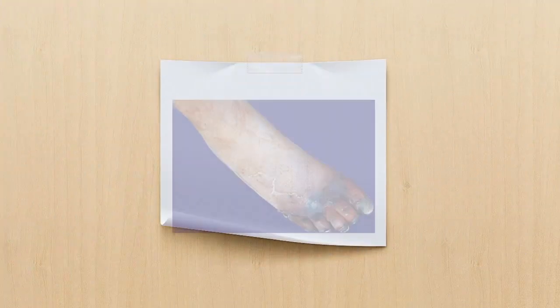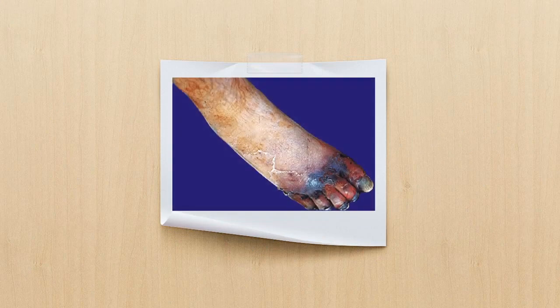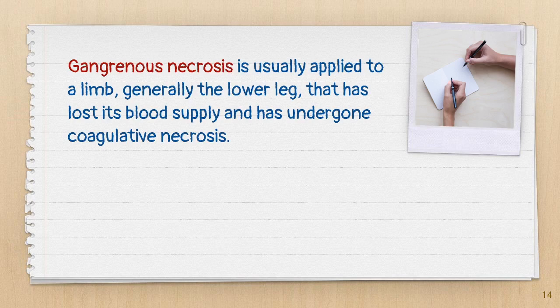Okay. Now, this is a very common picture in our clinical practice, and this is called what? This is called gangrene. And here comes gangrenous necrosis. Actually, it is usually applied to a limb, and generally the lower leg, which lost its blood supply and underwent necrosis, typically coagulative necrosis. And it also involves multiple tissue planes.